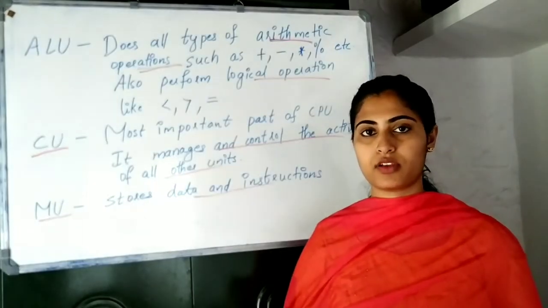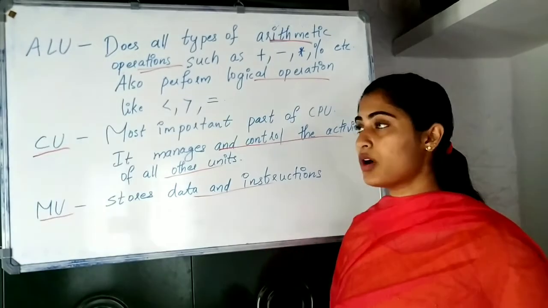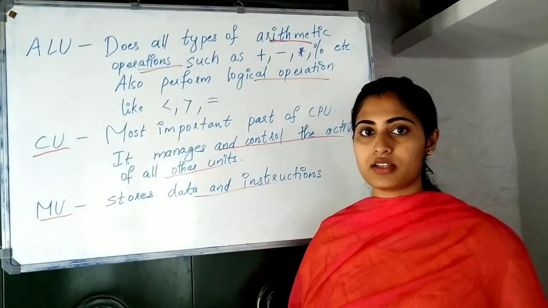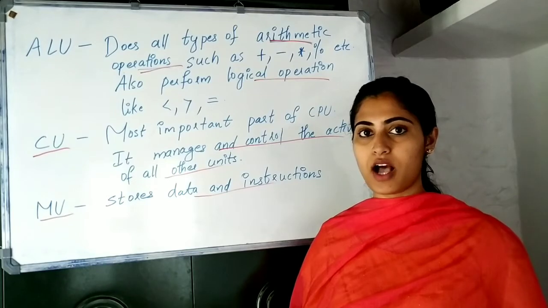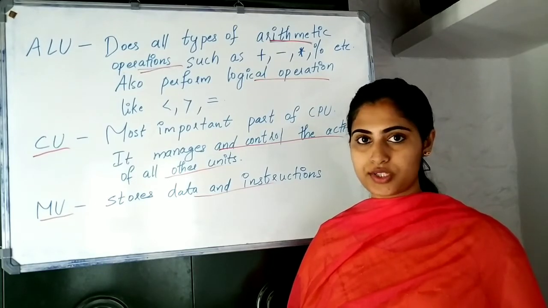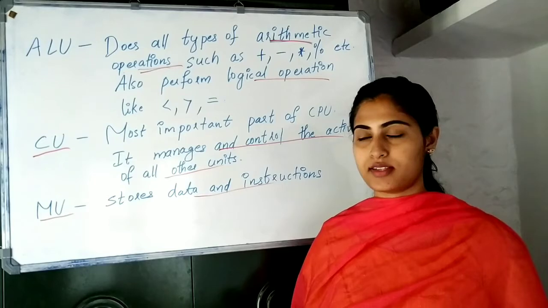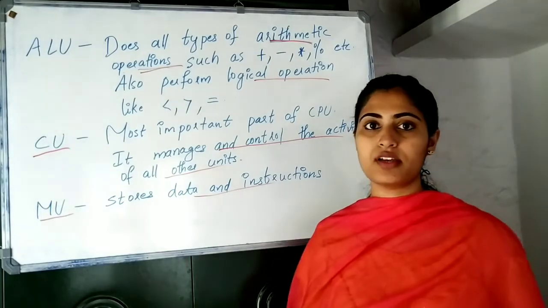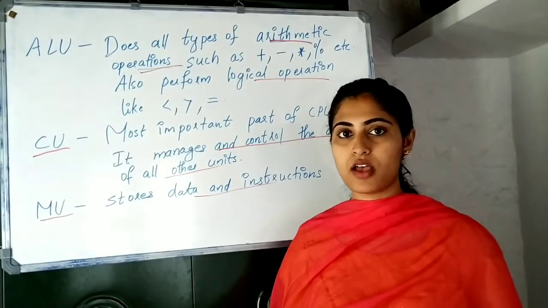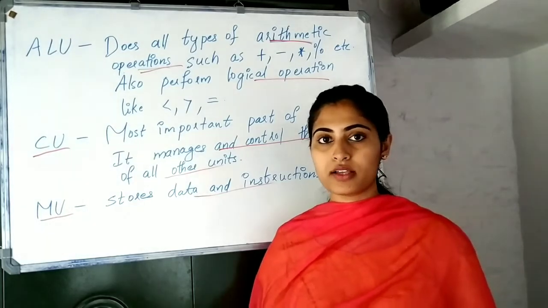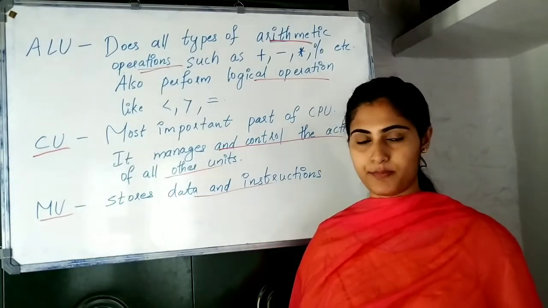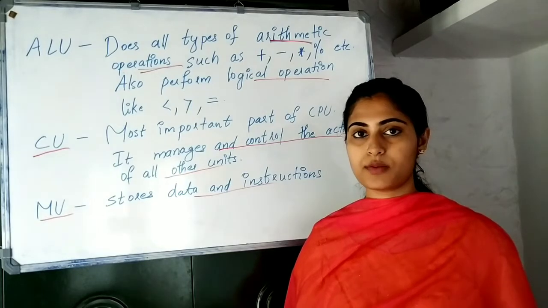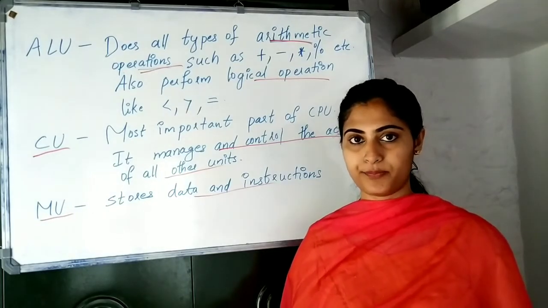Okay. So first one is ALU, arithmetic logic unit. They are being used for performing the arithmetic as well as logical operations. Second one is control unit. It manages and controls all the operations of the other units inside the CPU. And it is the most important part inside the CPU.